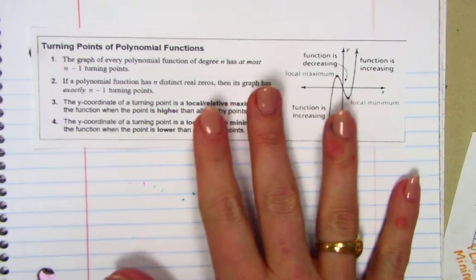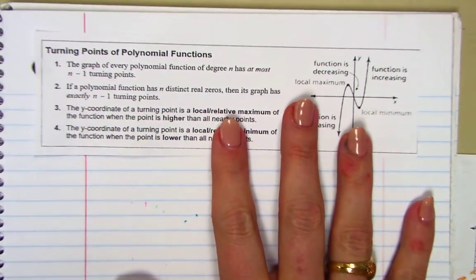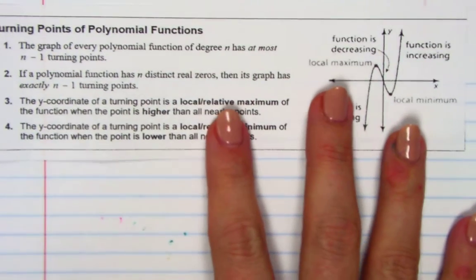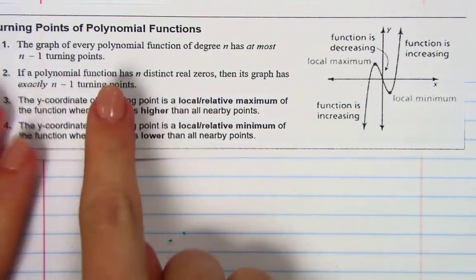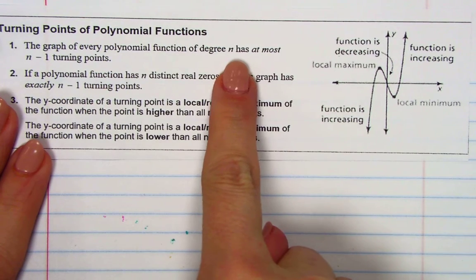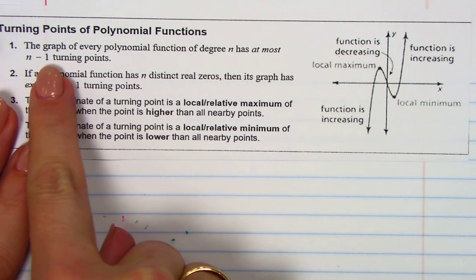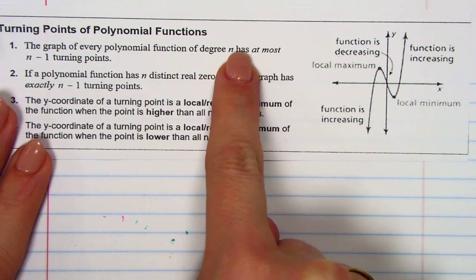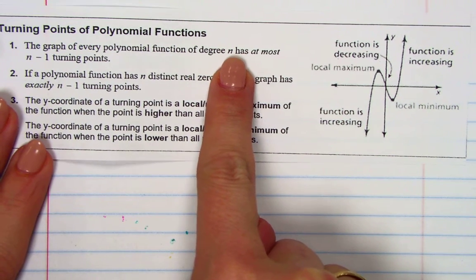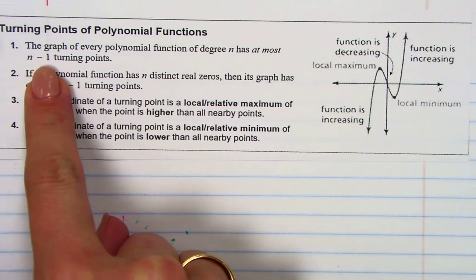Okay, I'm going to break it down. It's just kind of a lot of words. I don't want you to have to write them all. It says the graph of every polynomial function of degree n has at most n minus 1 turning points. Okay, so what that means in English is if it's degree 3, n minus 1, 3 minus 1 is 2 turning points.